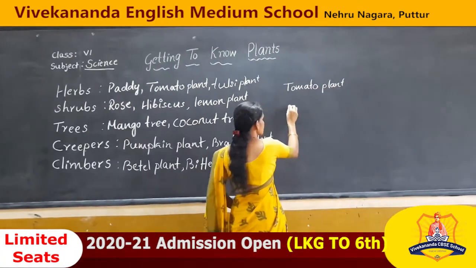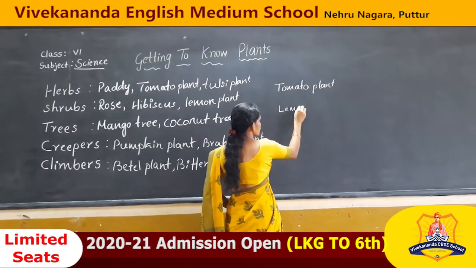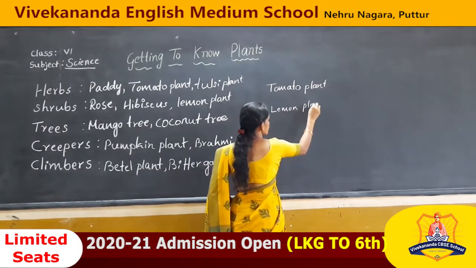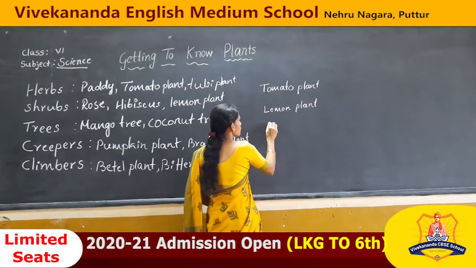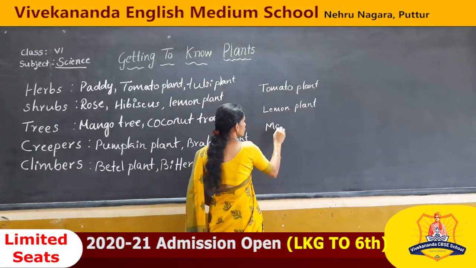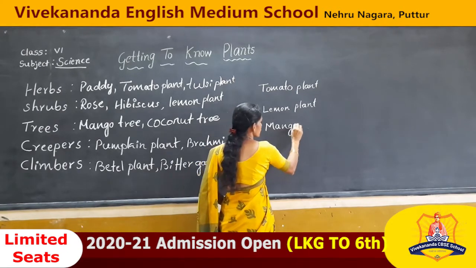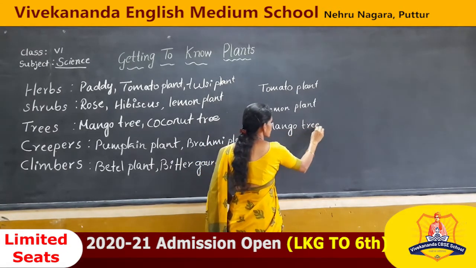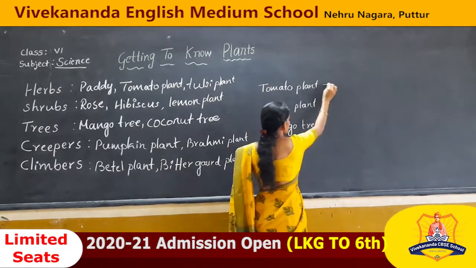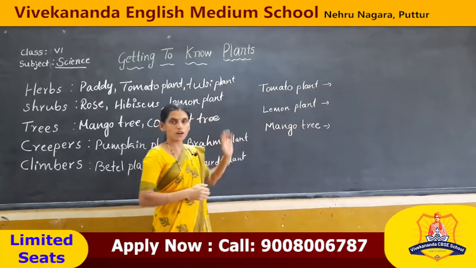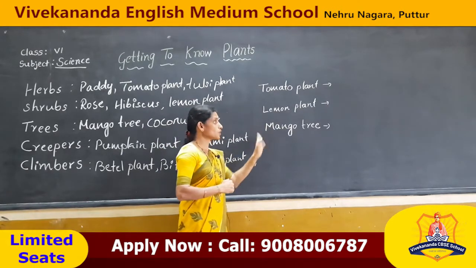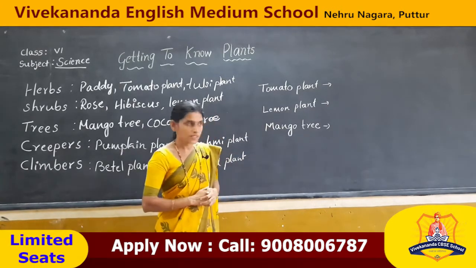Tomato plant, lemon plant, mango tree. Now you have to tell me here why these plants are called herbs, shrubs and trees.